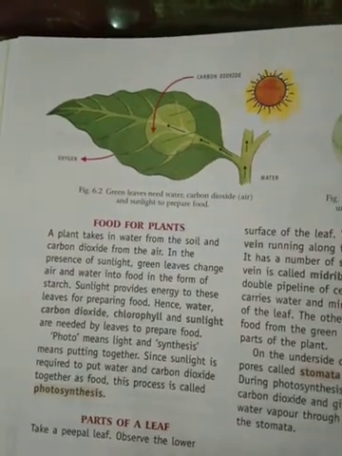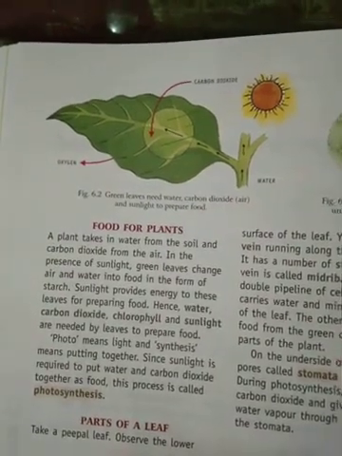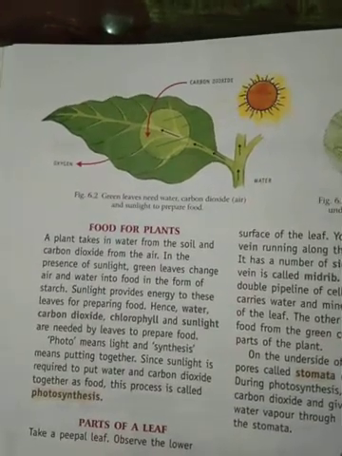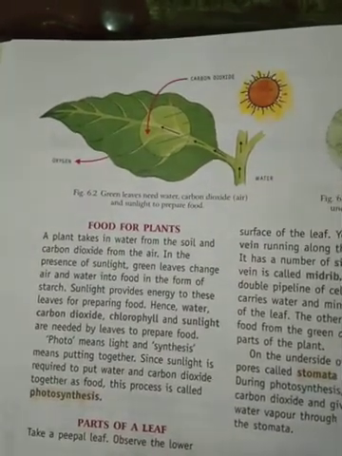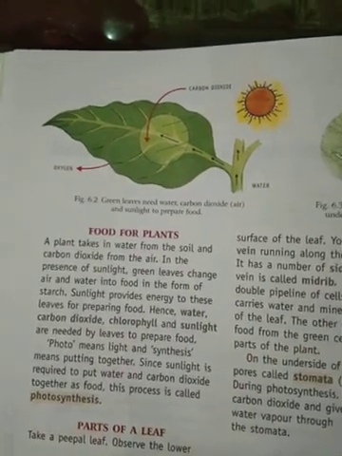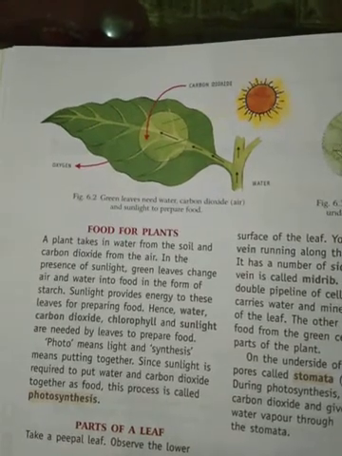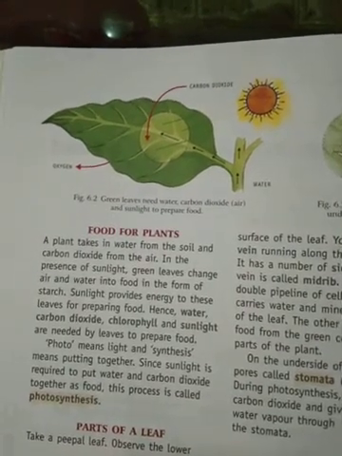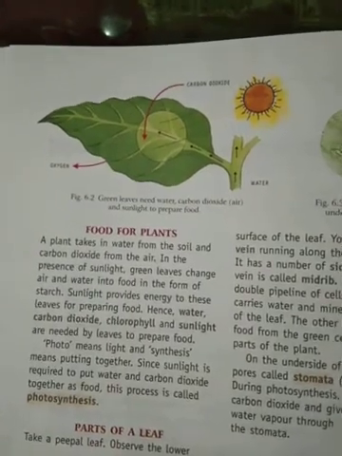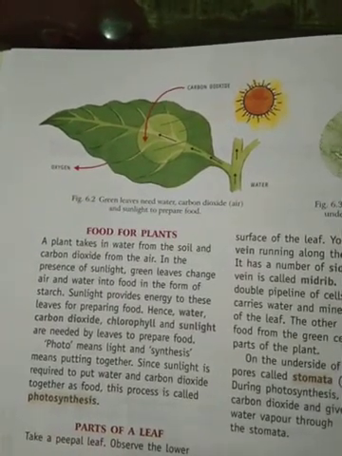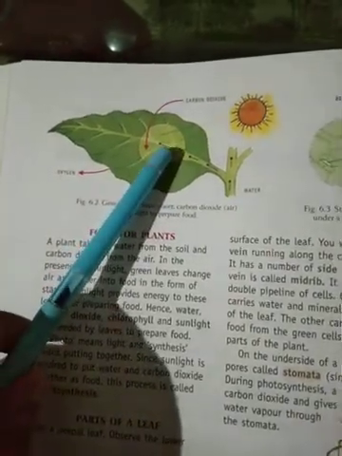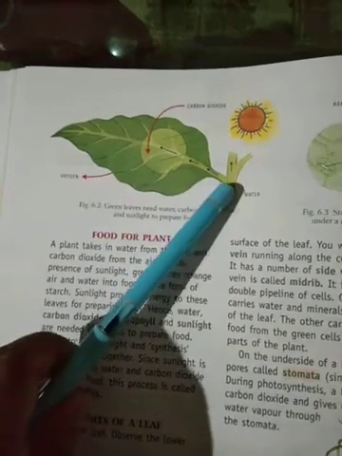Now the green color leaf means there is chlorophyll present. Before starting this food for plants paragraph, I will try to give you a rough idea regarding how plant leaves prepare food. So these small arrow marks you can see here.